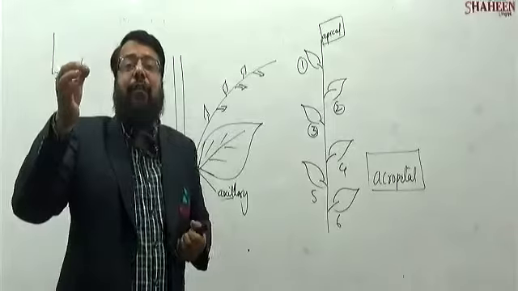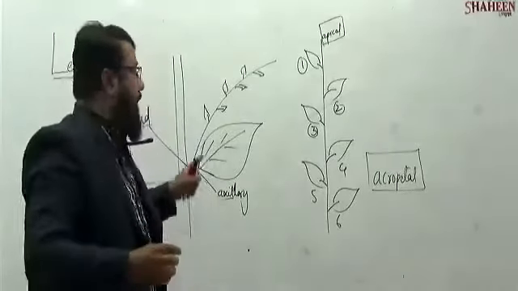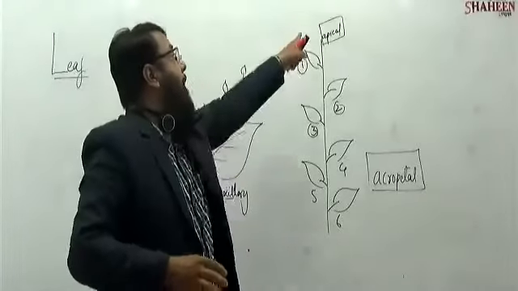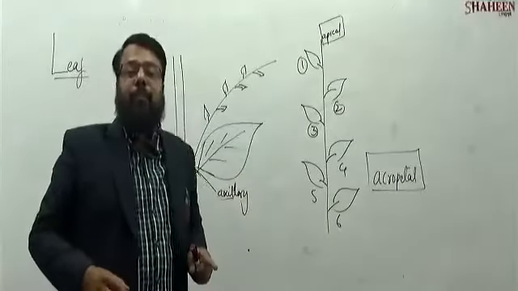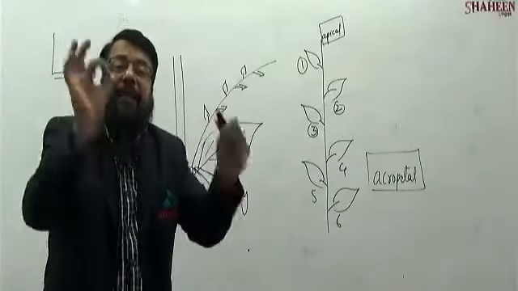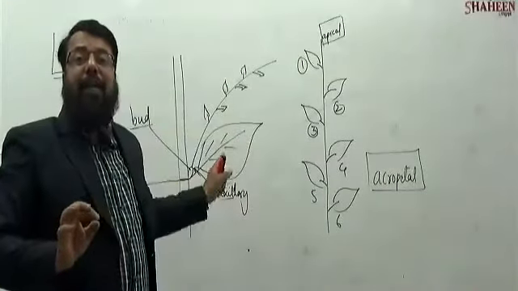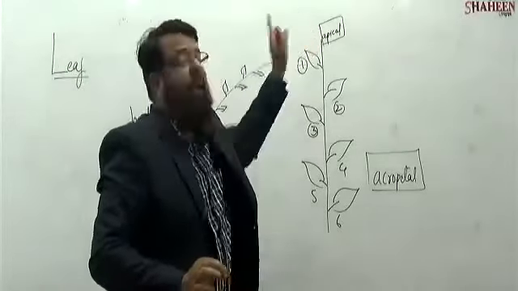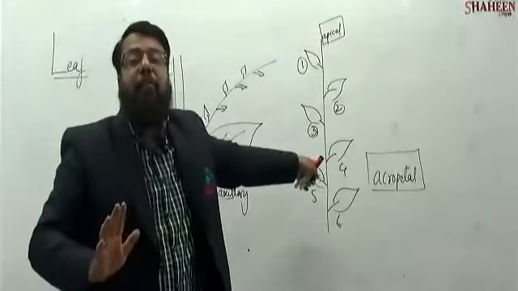So leaves are present in which region? Nodal region. Leaves are produced from which region? Apical meristem. These two things you have to be very careful about. Leaves are present in the nodal region. Leaves are produced from apical meristem. It is not produced from nodal meristem.